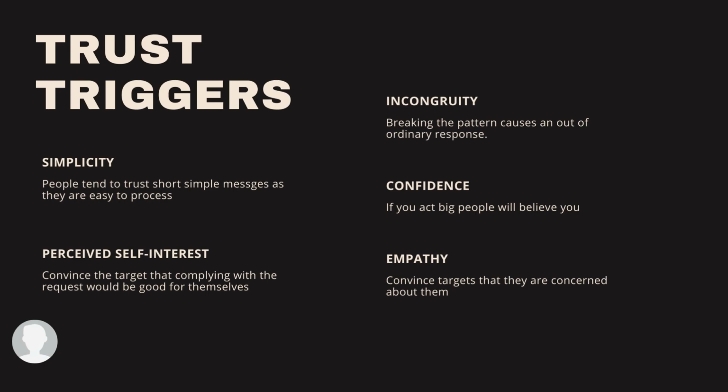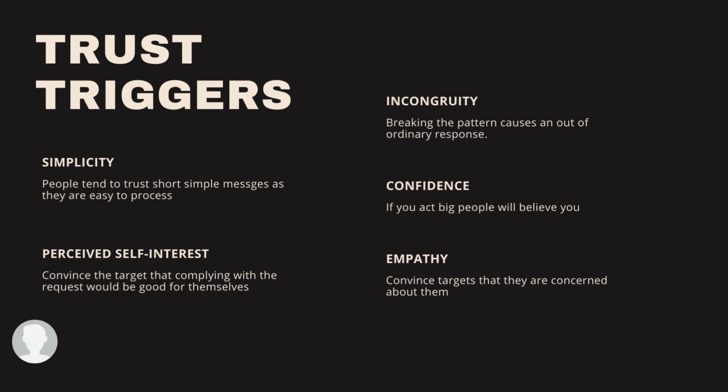Essentially, the trust triggers are what the social engineers use to get you to trust them. Essentially, it breaks down into the SPICE model, which simply stands for simplicity, perceived self interest, incongruity, confidence, and empathy. So, simplicity would just mean we tend to trust short, simple messages which are quick to process, making people think they are true. Short and sharper messages are more likely to convince a listener.